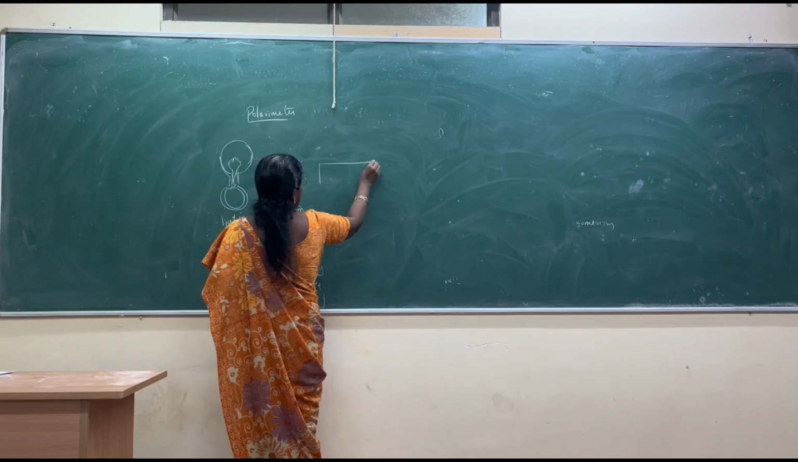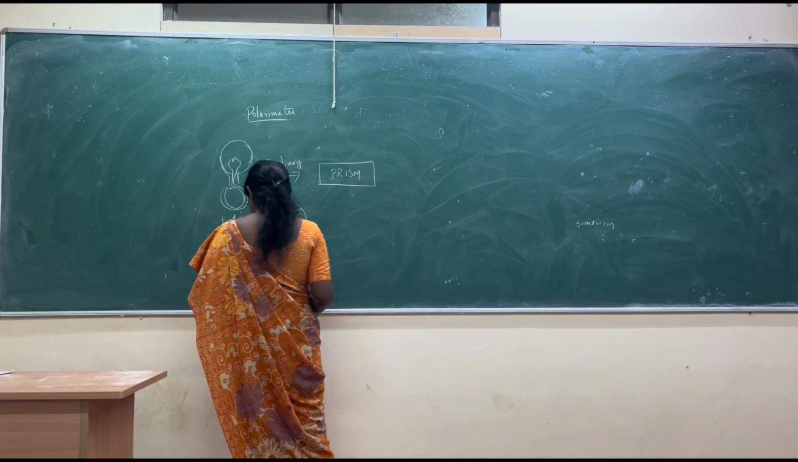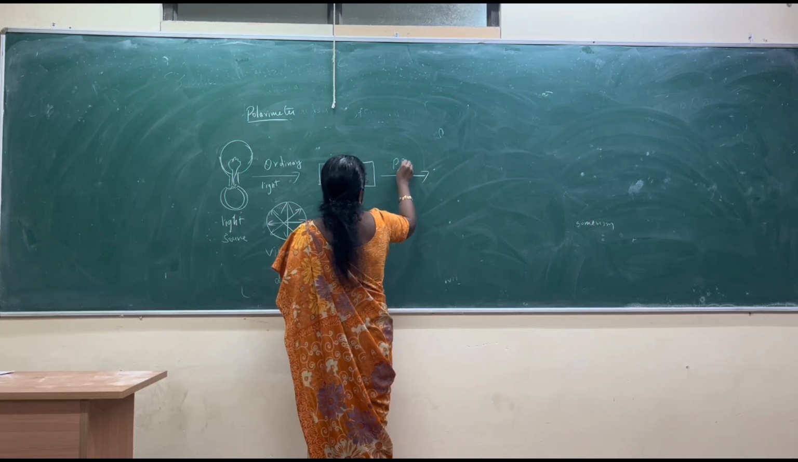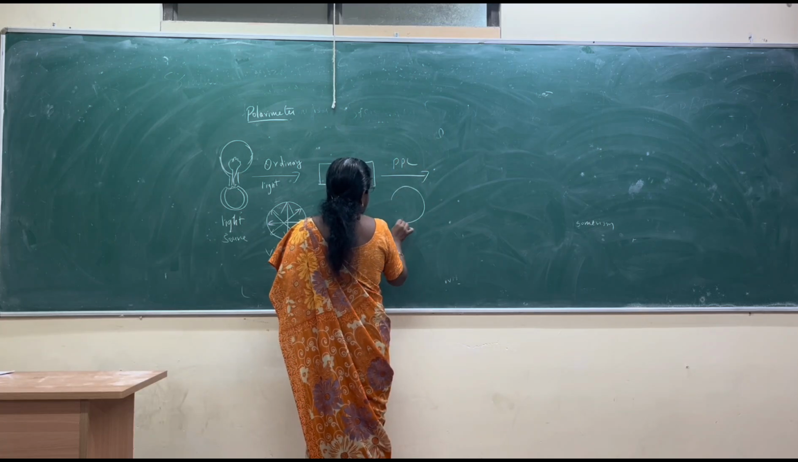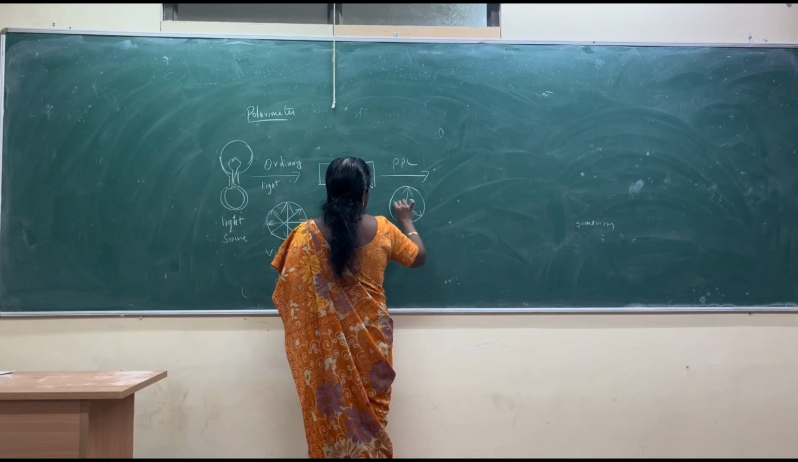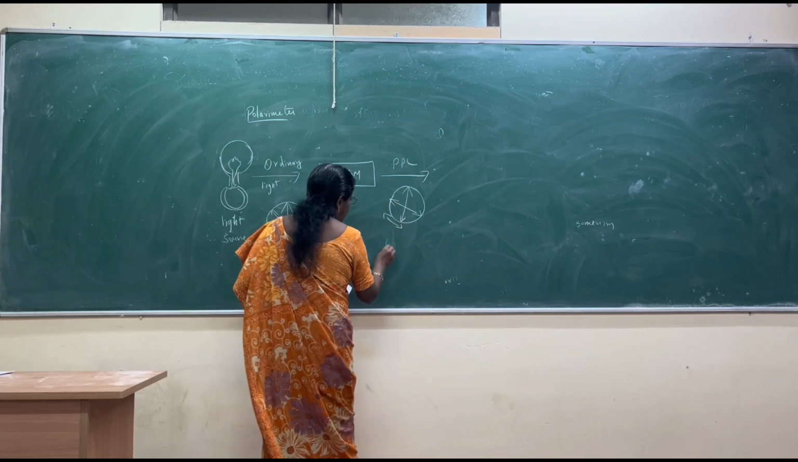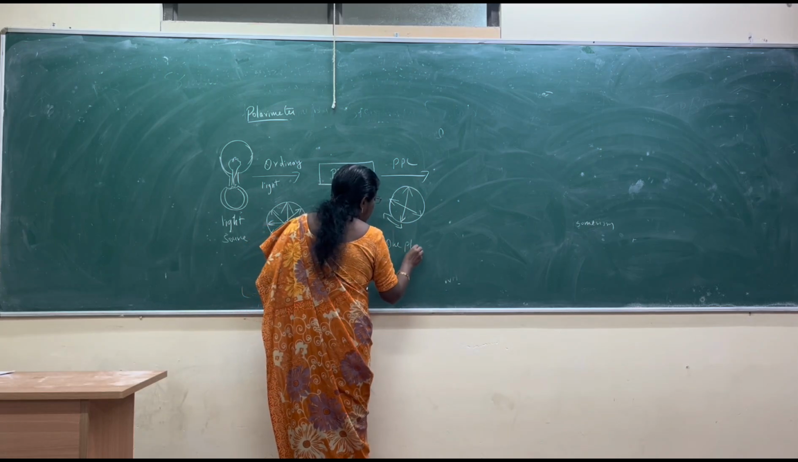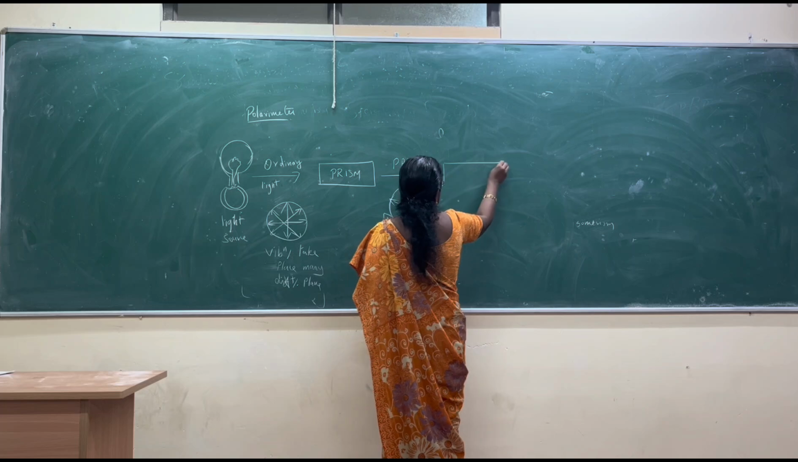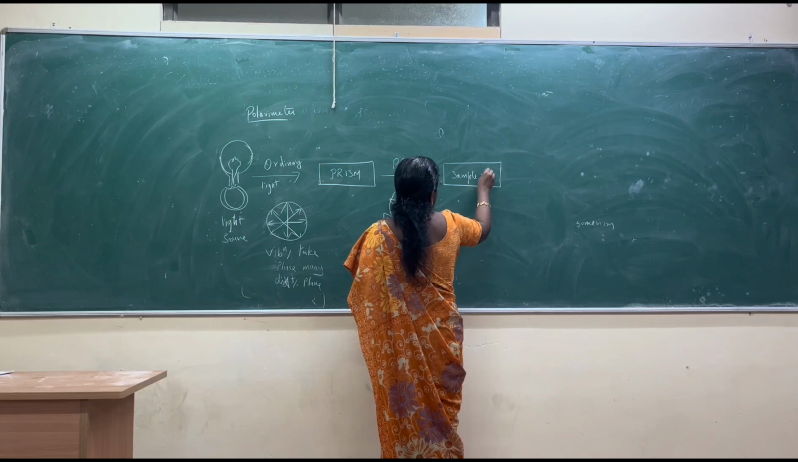When the same light source is passed into the prism or lens, we can get PPL, plane polarized light. So what is plane polarized light? Vibration taking place at only one particular plane, either right side or left side. Any one plane, and that PPL enters into the organic sample solution.